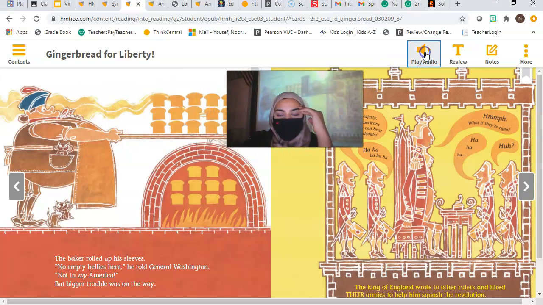Washington. Good job. The baker rolled up his sleeves. "No empty bellies here," he told General Washington. "Not in my America." But bigger trouble was on the way.